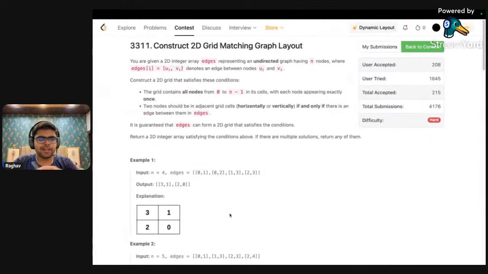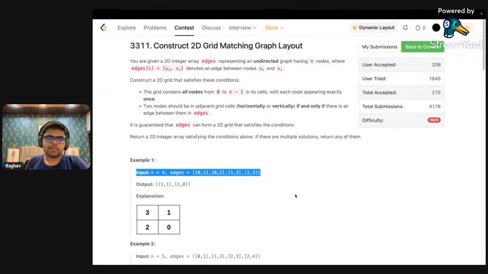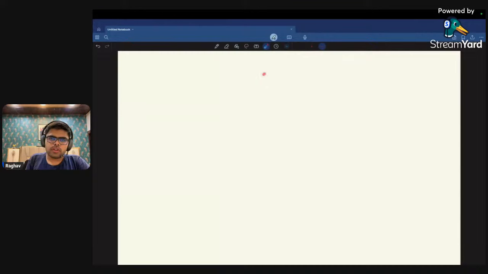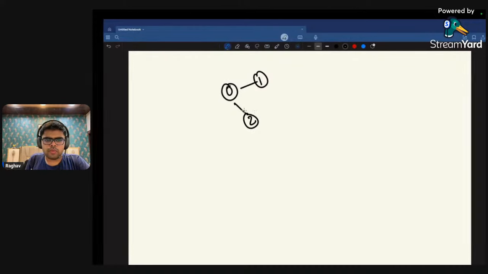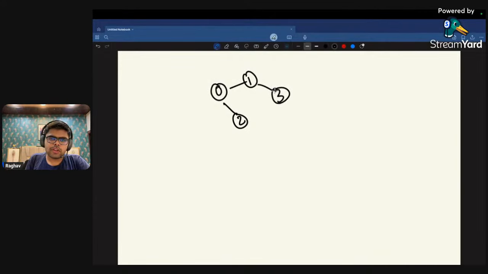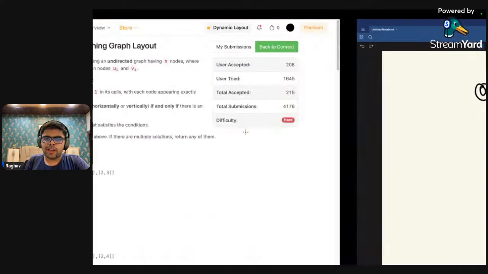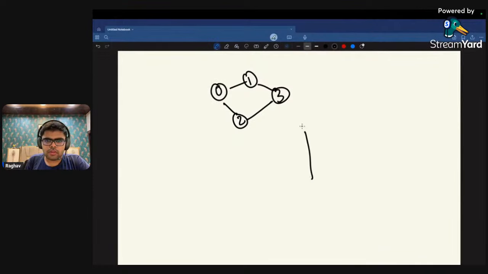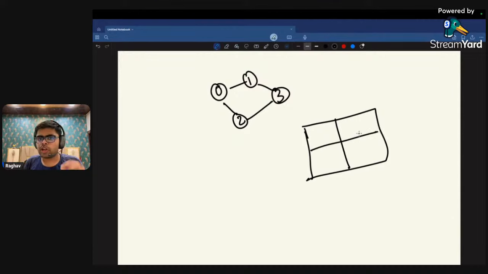So it would be a case like we are being given the edges 0, 1, 0, 2, 1, 3 and 2, 3. There is a graph like this one, and we have to create a grid of size 4. Basically, the total number of cells in the grid should be equal to 4.